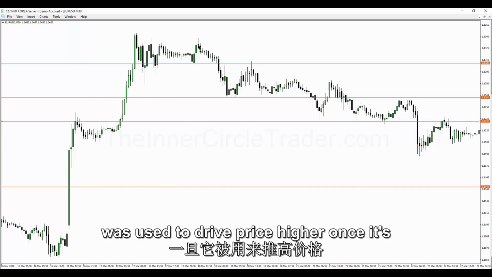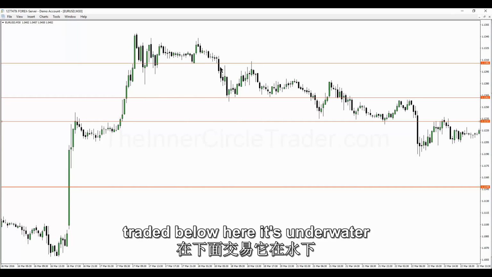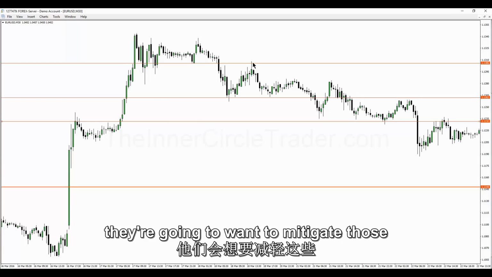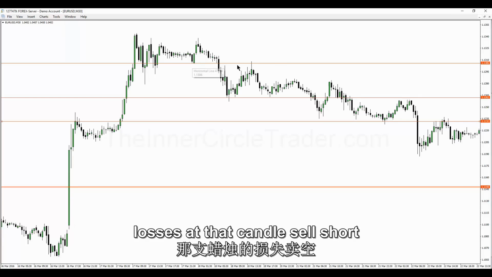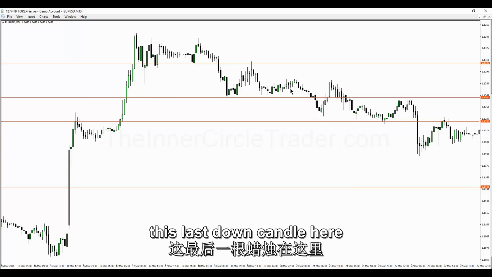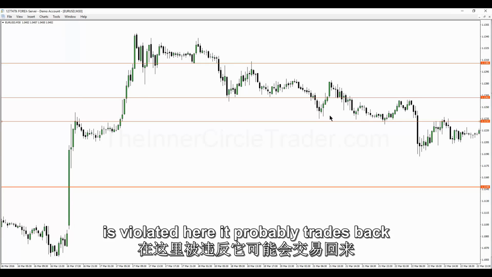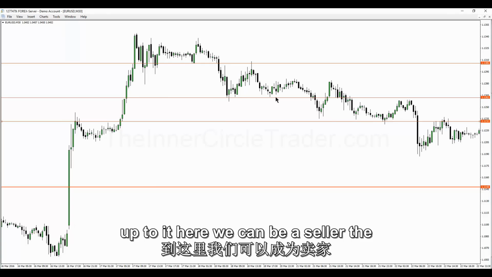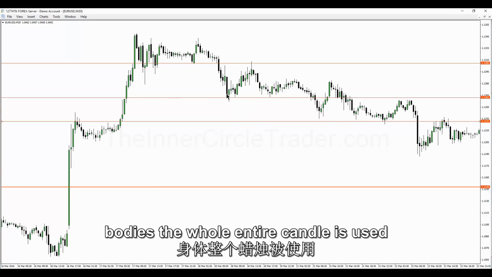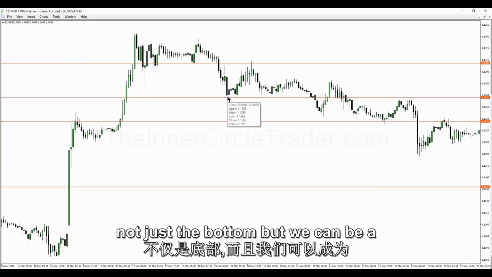Everything that was used to drive price higher, once it's traded below here, it's underwater. They're going to want to mitigate those losses at that candle, sell short. This last down candle here is violated here. If price trades back up to it here, we can be a seller. The whole entire body of the candle is used, not just the bottom, but we can be a seller down here.